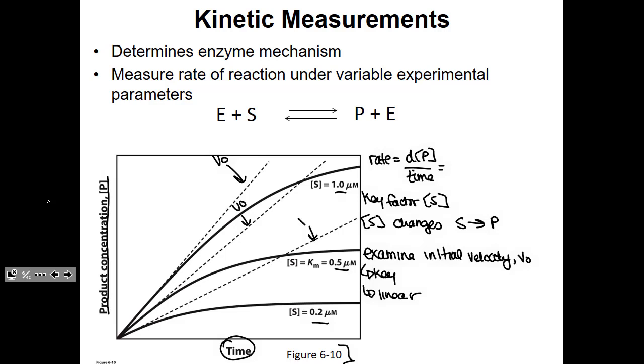And over time, all the substrate that you've added has been converted to product, so you get a plateau and no more product is made. So we don't care about that part in the reaction, okay? No more product is made, the data levels out.